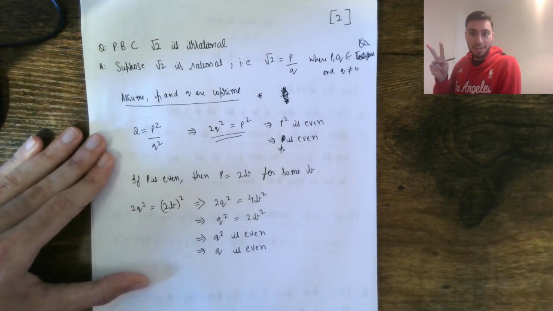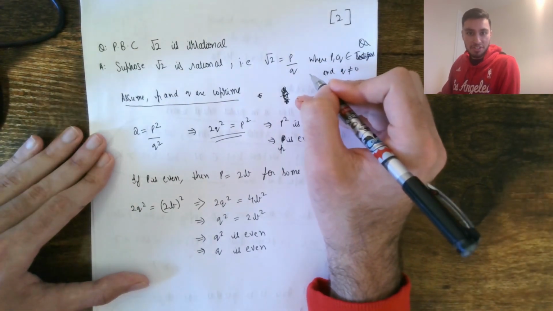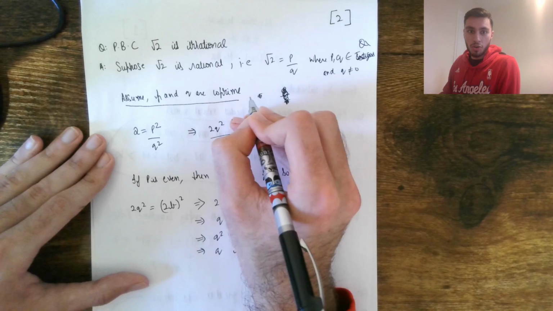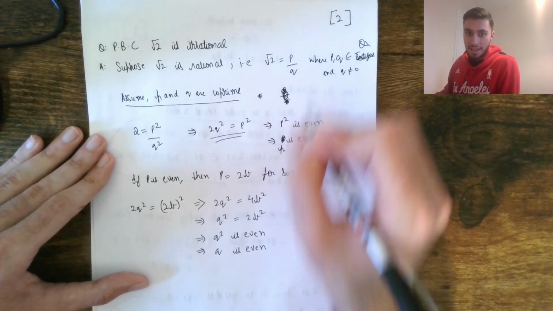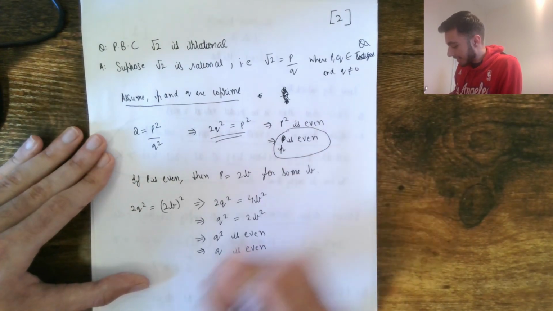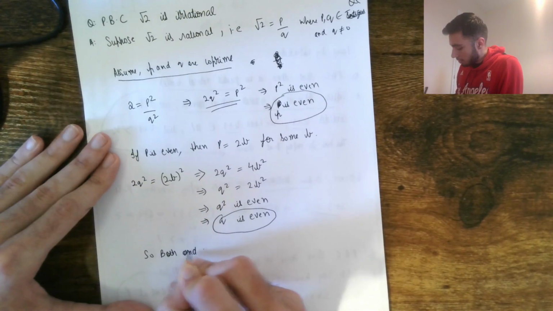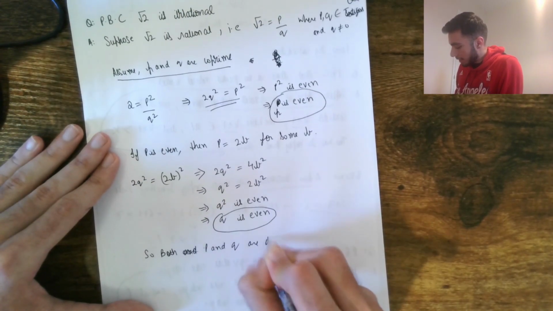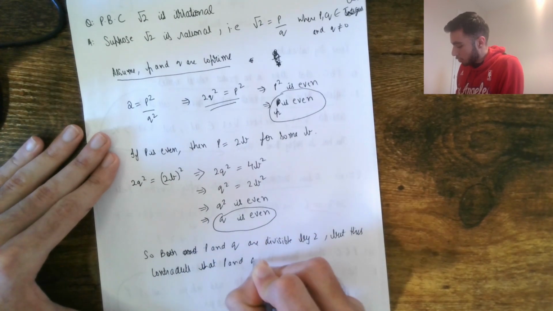But if they both are even, that means both of them are divisible by 2. So I can further simplify that fraction. But this should not have been possible. As I assumed p and q were co-prime, I assumed initially that this fraction is in simplest form. But now these two statements are telling me that they have a common factor of 2. So both p and q are divisible by 2. But this contradicts that p and q are co-prime.